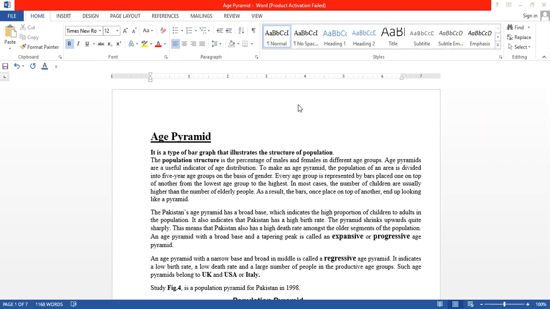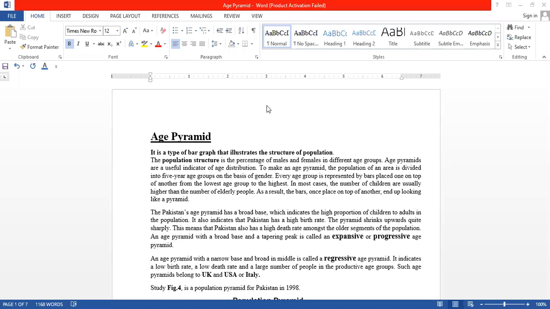Today's topic is the age pyramid. My dear students, first of all, I'm going to tell you the definition of the age pyramid. An age pyramid is a type of bar graph that illustrates the structure of population. This is called an age pyramid.